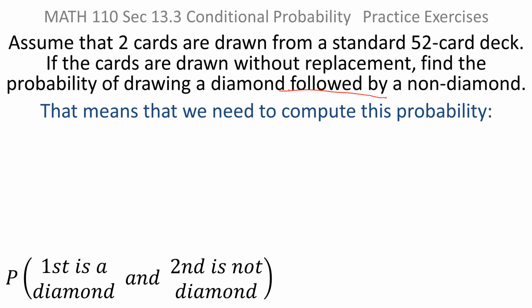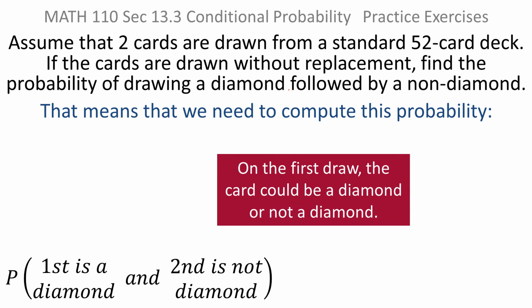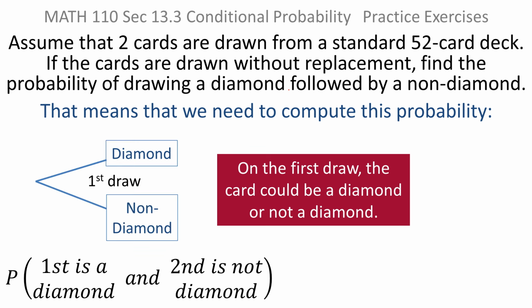In other words, what we're really trying to compute is the probability that the first card drawn is a diamond and the second card drawn is not a diamond. Now, forgetting that temporarily, what if we tried to picture this whole situation in a tree diagram and just write out the whole tree? If we're just looking at what could happen, the first draw could either be a diamond or not a diamond.